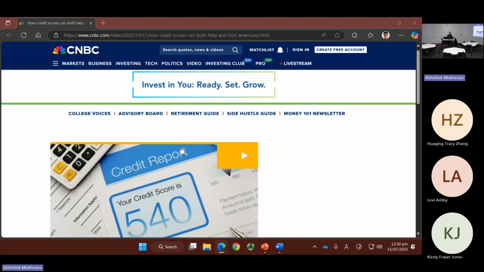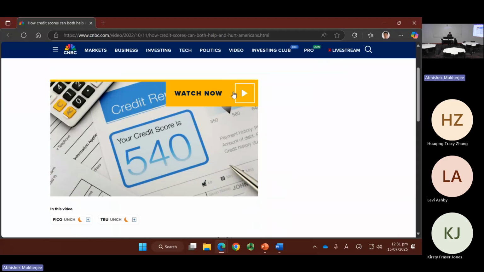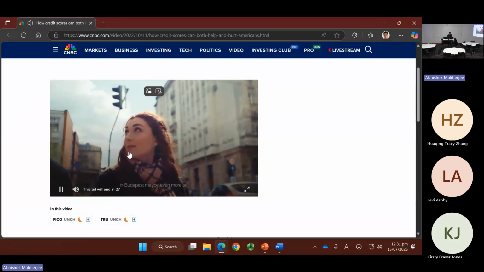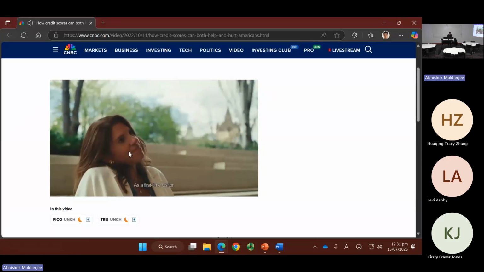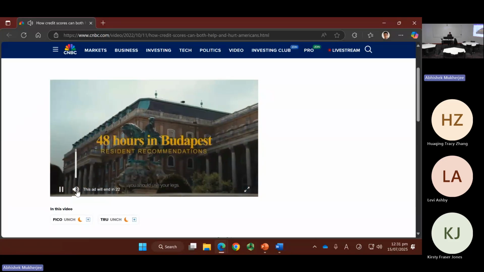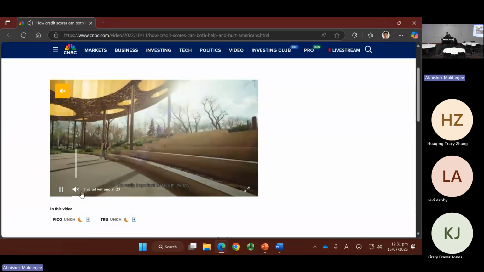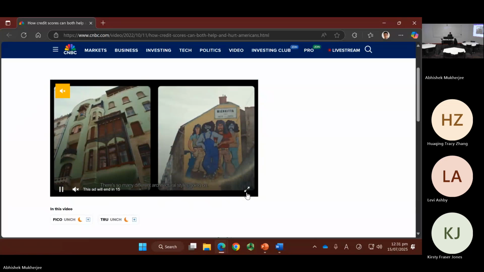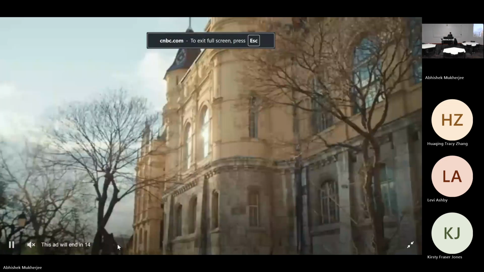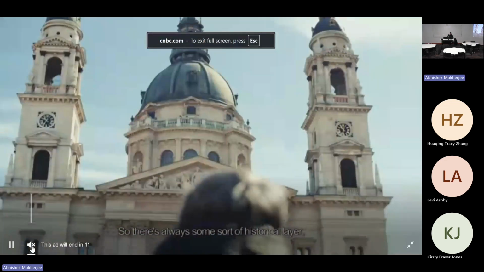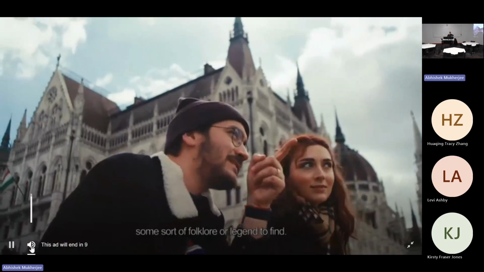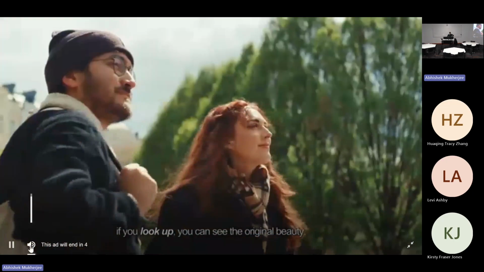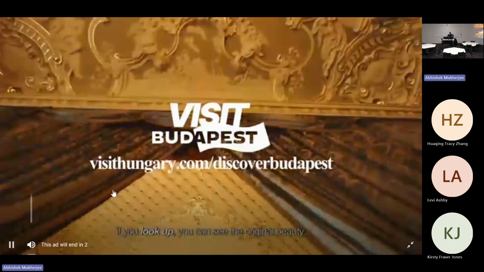So much easier. In older cities, you should look up, but in Budapest, maybe even more so. As a first-time visitor, you should use your language. Historical layer, some sort of folklore or legend to find. And that's the success recipe for Budapest, because if you look up, you can see the original beauty.